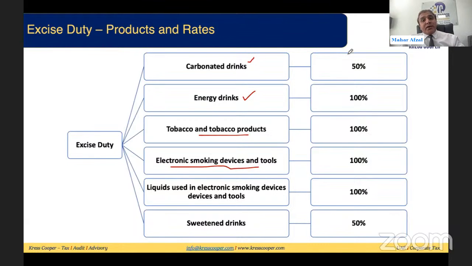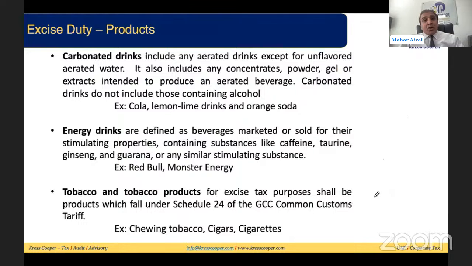Law says for the carbonated drinks, it will be 50%. For the sweetened beverages, it will be 50%. Other than this, it will be 100% excise duty. So now the carbonated drinks, what has been defined in the law, in the guide: any added drinks except unflavored water. Basically, these are cola, cans, lemon lime drinks, orange soda, but alcohol is not subject to excise duty.